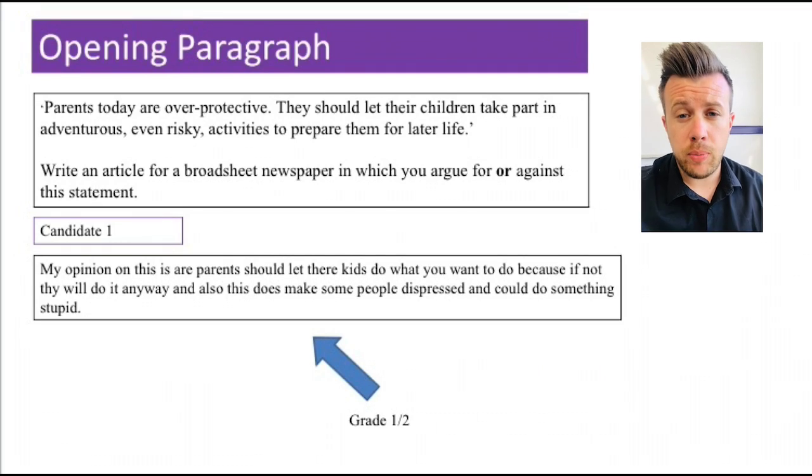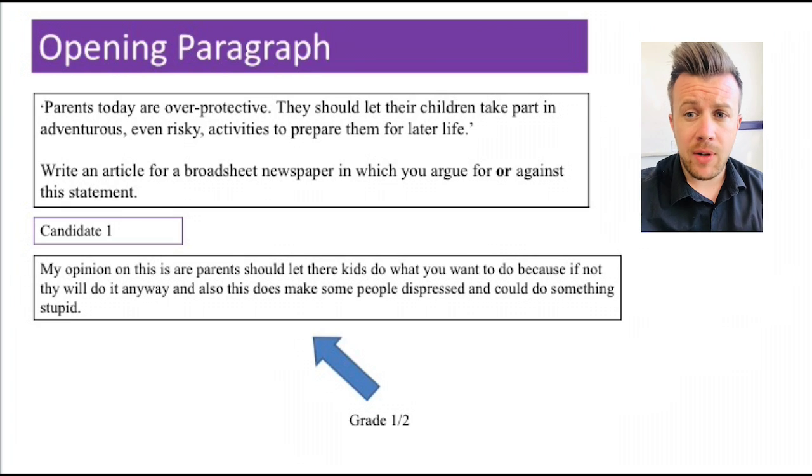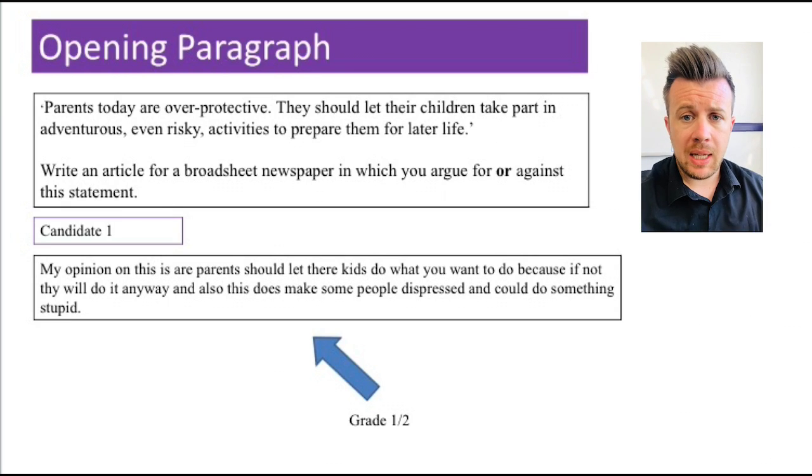So here's an example from a different question. You can see the question on the slide, the question about parents today are overprotective. They should let their children take part in adventurous, even risky activities to prepare them for later life. The task was to write an article for a broadsheet newspaper in which you argue for or against. Now, you will see that I have an opening paragraph here from candidate 1. Let's have a read of this opening paragraph.